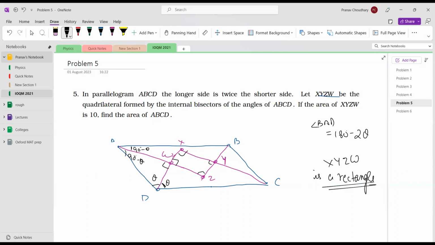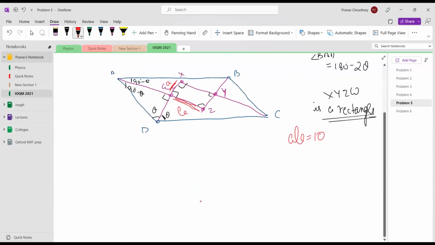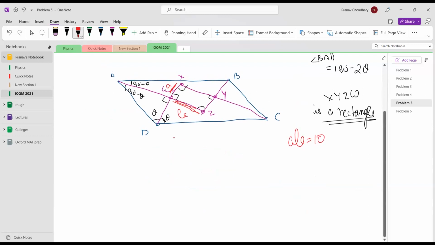All right. So this is probably the first thing you notice, but what do you do after that? Also, you can do this as well. Let's assume that WX is A and this length is B. Then you have AB equals 10. Now, how do I motivate this?